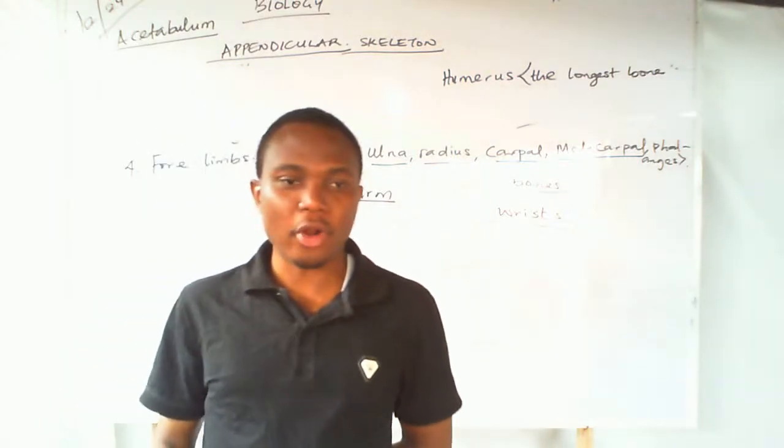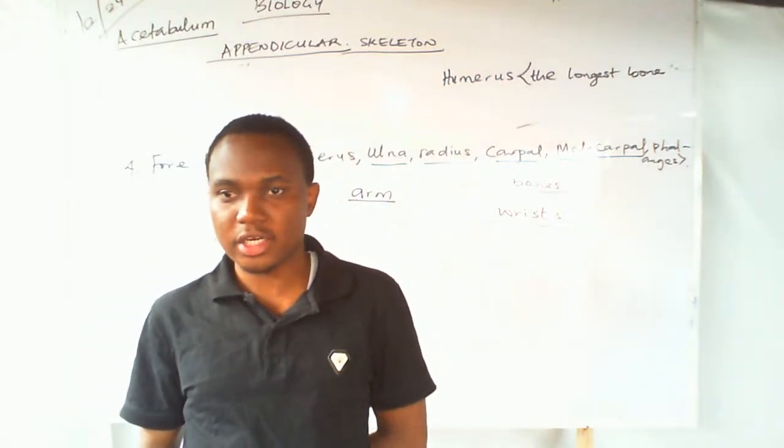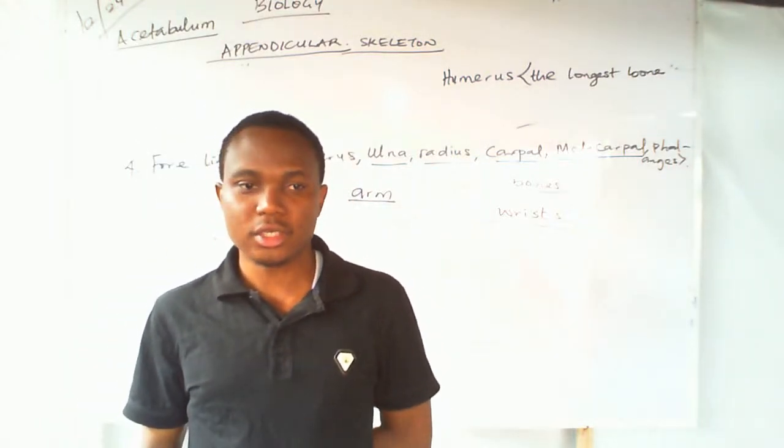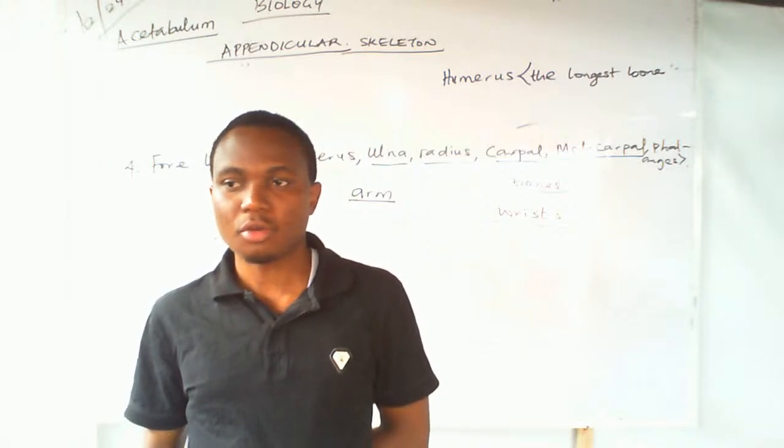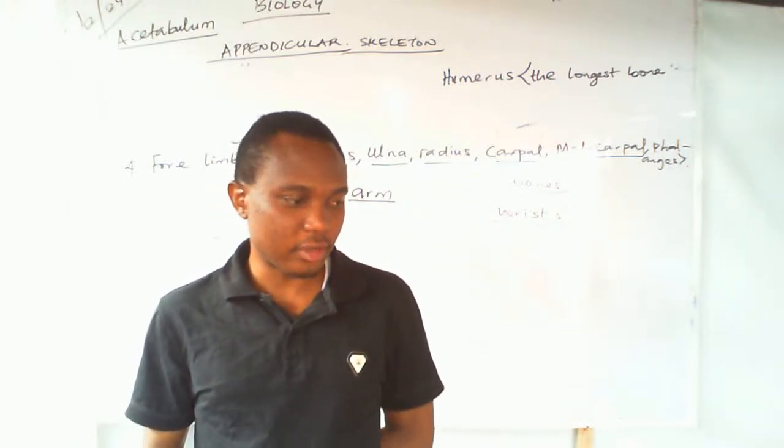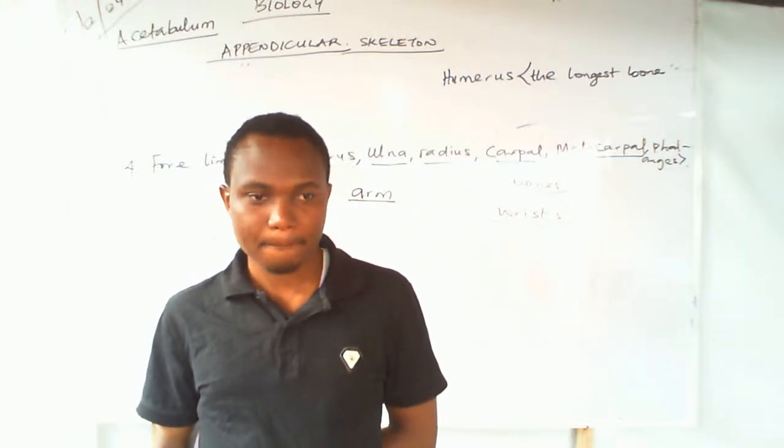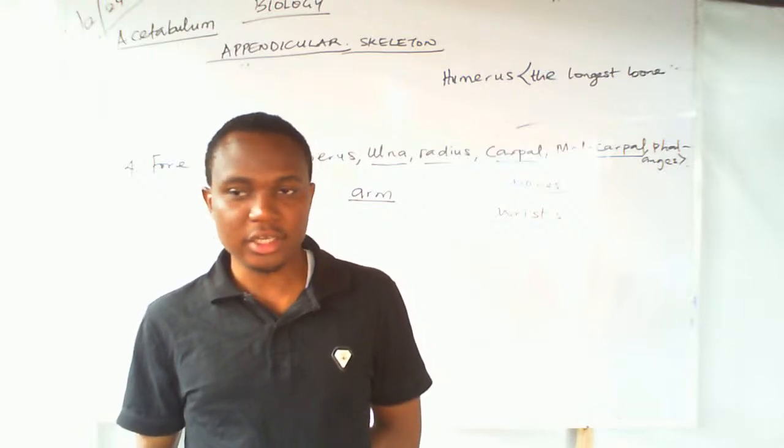So, for example, the ball and socket joint, they are found on the head. I get what I'm saying. Your ball and socket joint is found on your head. Yeah? So that's the assignment.